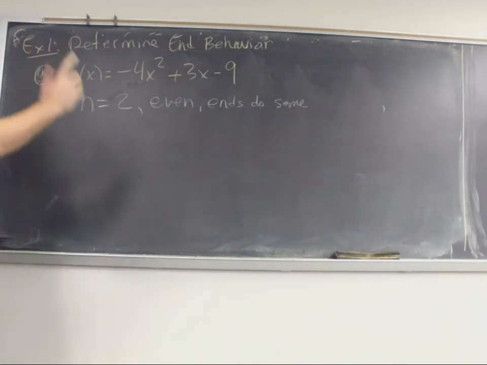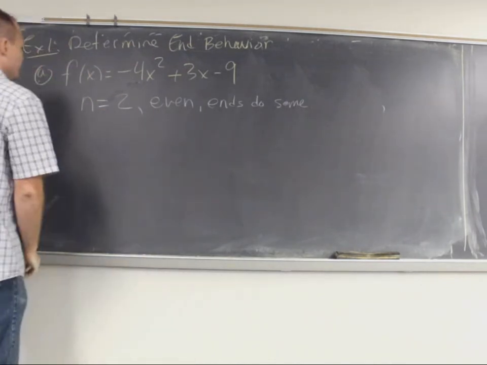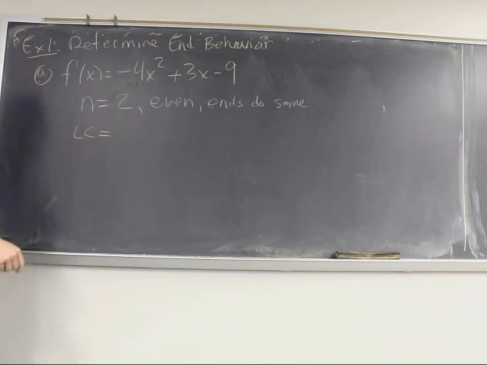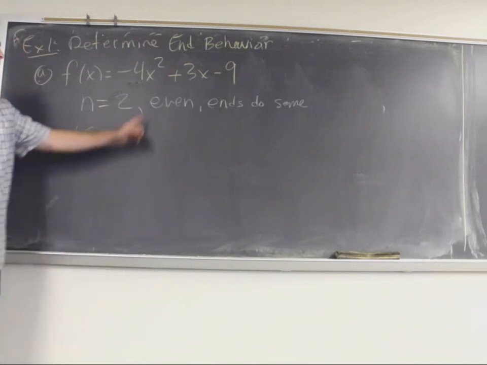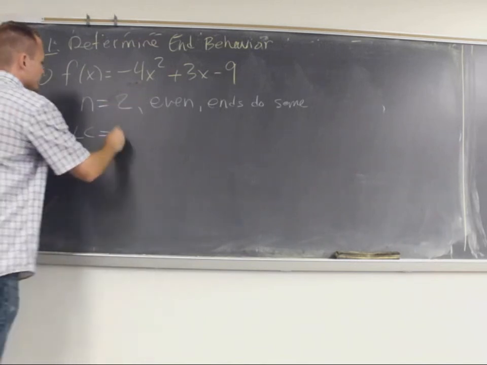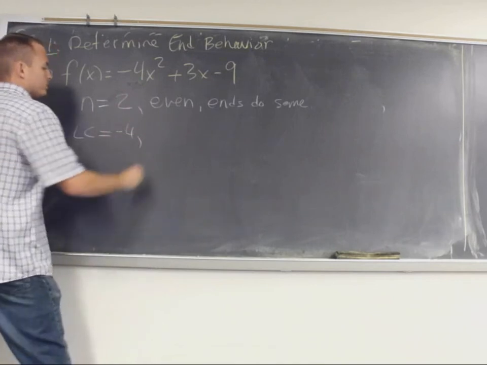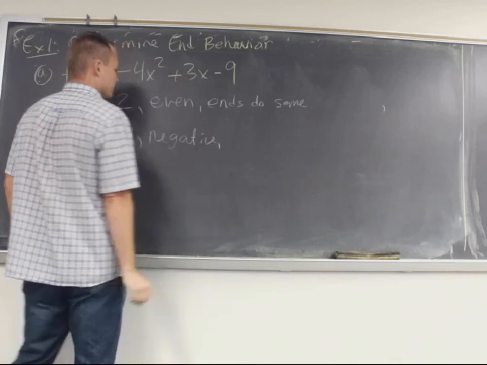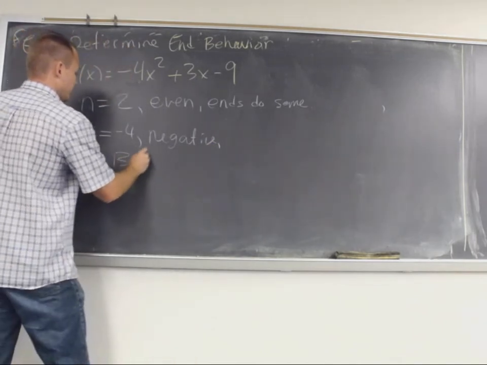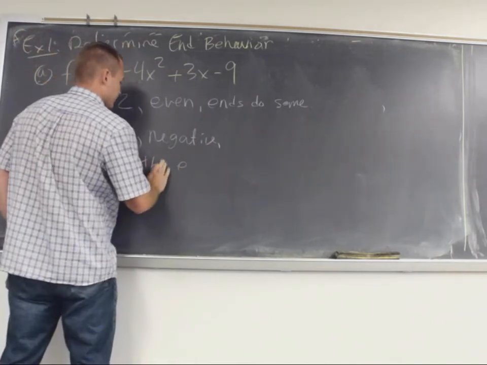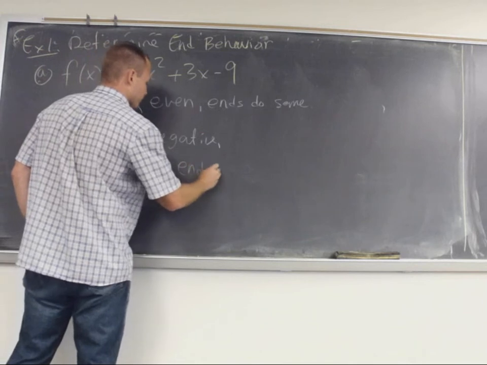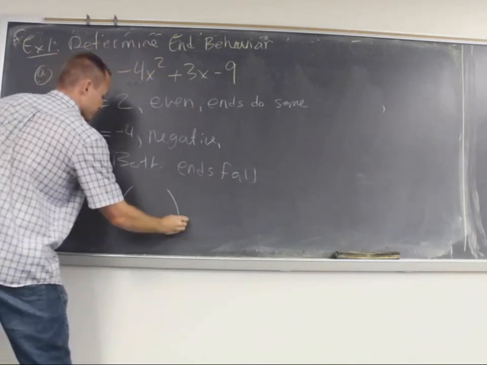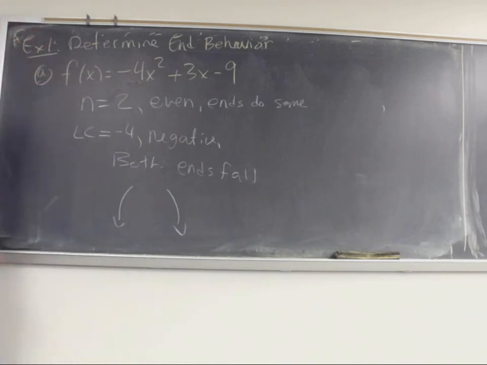So I know they're both going to go up or they're both going to go down. And what determines that is the LC, the leading coefficient. Or in this case, it's a. So the LC is negative 4, which is negative. So that means both ends fall. There you go. So two ways to do it.